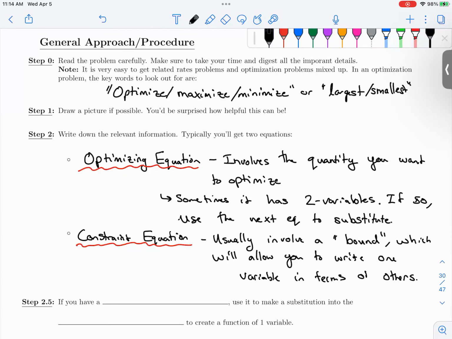Yes, Paul. Constraint. Constraint. Yes. Constraints.